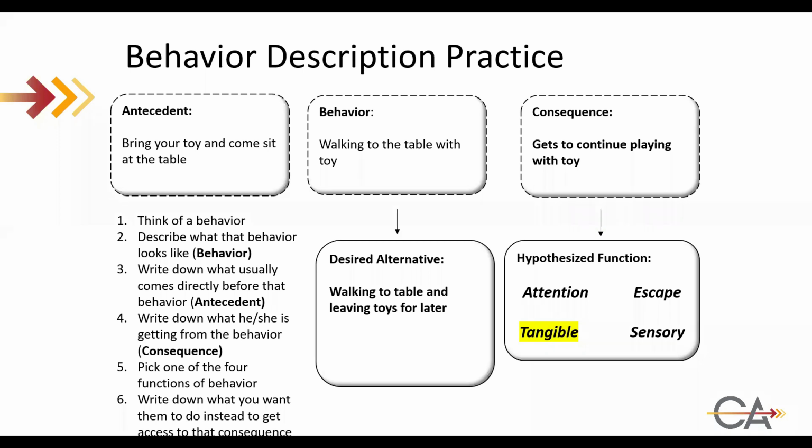But in this case, we told him to bring your toy and come sit at the table. He got up, walked to the table, sat down with his toy. We can hypothesize that it's a tangible. So when we start to build that desired alternative behavior, we want to make sure we're including that access to the tangible in that desired alternative. And we'll get to next week how we actively build these desired alternatives and how we start to support plan and use this to build a complete intervention plan.